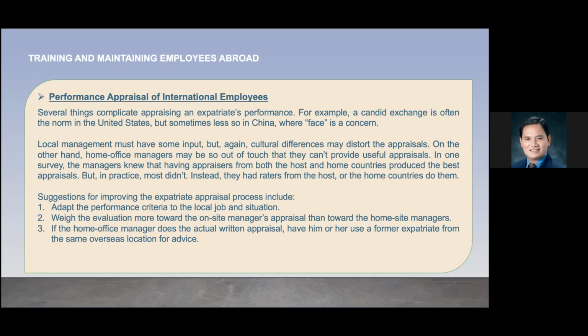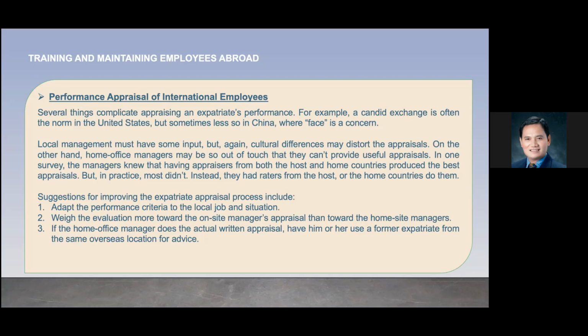Several things complicate appraising an expatriate's performance. Cultural differences are one. For example, a candid exchange is often the norm in the United States, but sometimes less so in China, where face is a concern. The local management must have some input, but again, cultural differences may distort the appraisals. On the other hand, home office managers may be so out of touch that they can't provide useful appraisals.